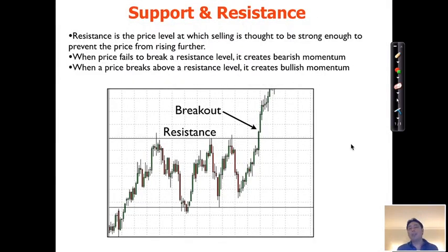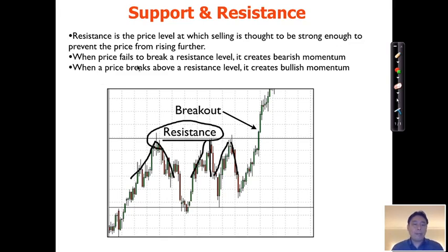All right, so again, the opposite of support is resistance. That's right. So resistance is the price level at which selling is thought to be strong enough to prevent the price from rising further, right? So as I mentioned earlier, price is going up, right? But enough sellers at a certain level push the price down, right? That creates what we call a resistance level.